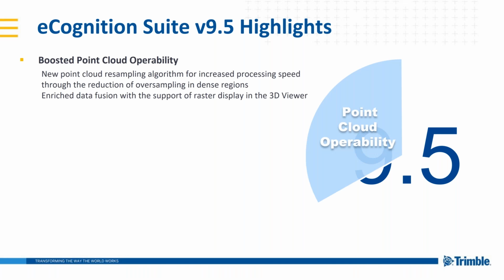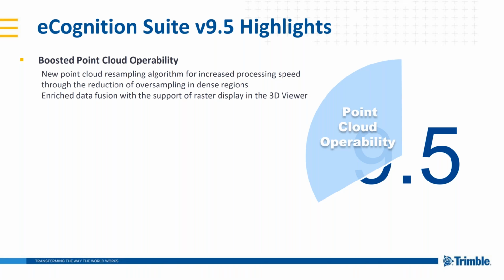First of all, we have boosted point cloud operability. What do I mean by that? Well, we've added new point cloud resampling algorithms. This really increases the processing speed by reducing oversampling in dense regions of our point cloud. We have then enriched data fusion capabilities by now allowing our 3D viewer to support not only the point clouds and the 3D vectors, of course, but also the raster layers, which can be displayed in this viewer.